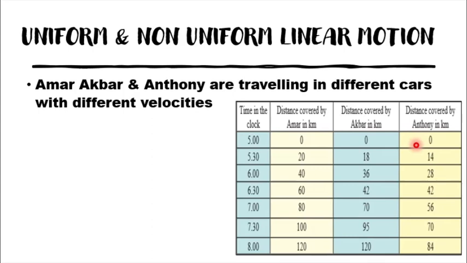And for Anthony, he is covering 14 kilometers at 5:30, then 28 kilometers at 6, 42 kilometers at 6:30. So that means Anthony is covering 14 kilometers in half an hour and Amar is covering 20 kilometers in half an hour, whereas Akbar's kilometers are not constant. It is randomly changing at every point. Now, let us answer a few questions.